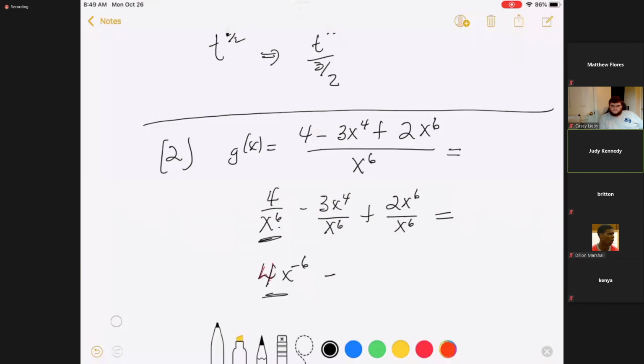Just doing algebra here. What's x to the 4 divided by x to the 6 equal to? Okay, no answers. It'd be x to the minus 2, right? Using the rule, a to the r over a to the s is a to the r minus s, that algebra rule. And then 2x to the 6 over x to the 6 is just 2. Okay, so I rewrote g.